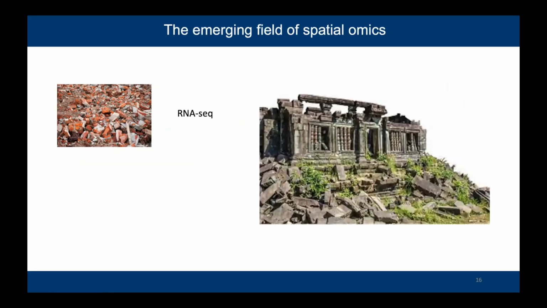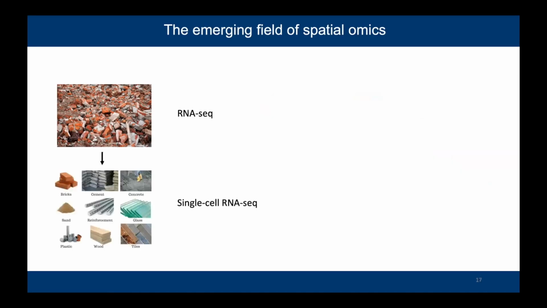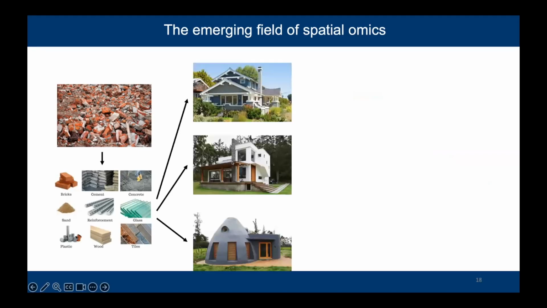But if you really want to go into more detail and understand what it is that makes these bricks, or what makes these buildings, and what you can do with it, you can go to single cell RNA-seq and really pick apart all the different parts. You have the bricks, the cement, the concrete, whatever you want. You have a very clear view about what is needed to build something. But functionally, it has some clear limitations.